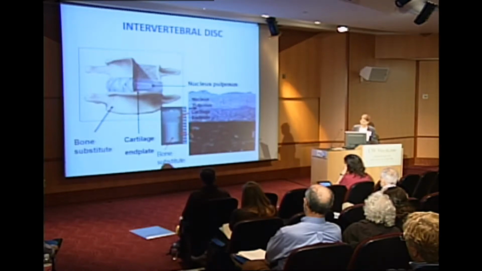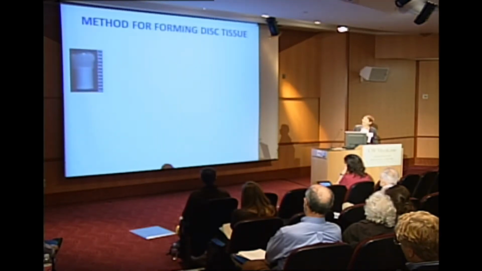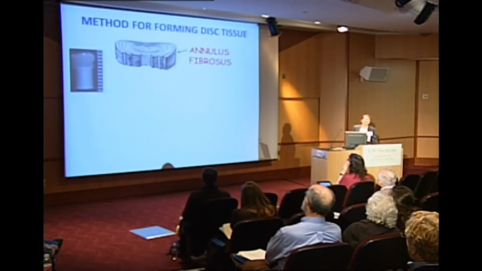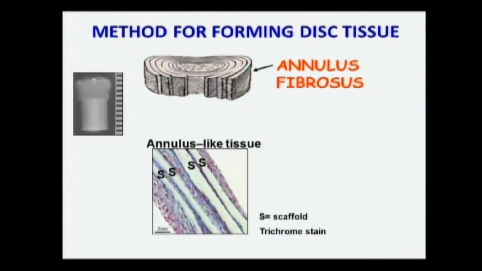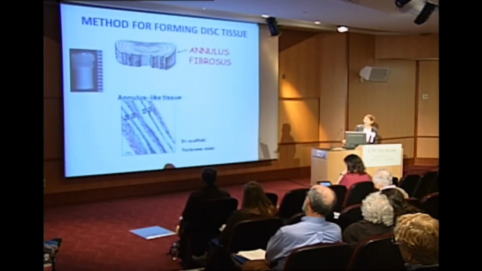So the next question we asked, as you well know, is, are we going to be able to generate an annulus fibrosus? And although I've talked about the patch, we were really also interested in generating an annulus fibrosus that we could use in making this intervertebral disc. And so we've generated multi-layer annulus fibrosus, as you can see here. You can see the scaffold and the intervening annulus tissue.